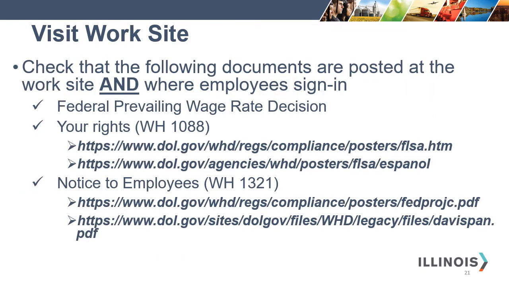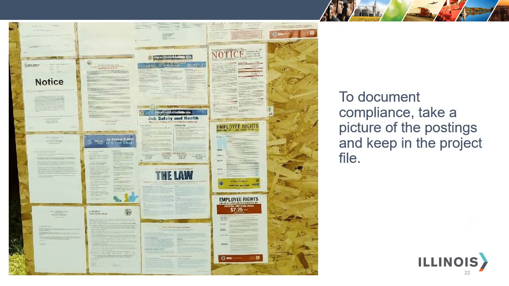Visiting the worksite. Check that the following documents are posted at the worksite and where the employees sign in: the federal prevailing wage rate decision, and the following posters: your rights and notice to employees. You can obtain these posters at the websites listed. While at the worksite, and to document compliance, take a picture of the postings and keep them in the project file.